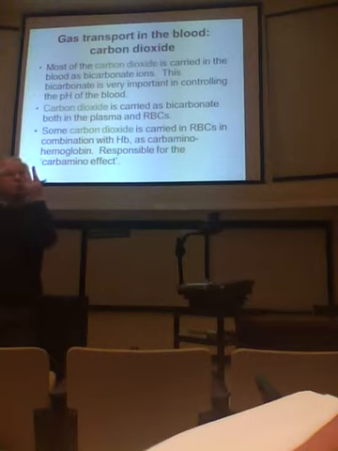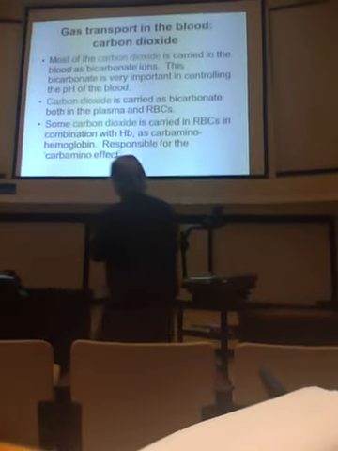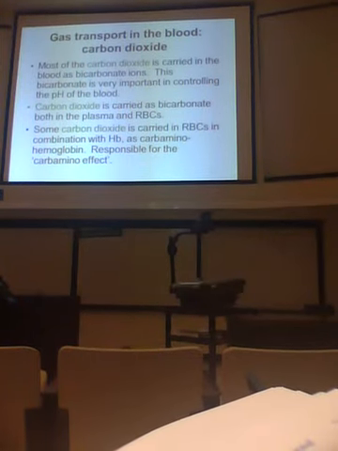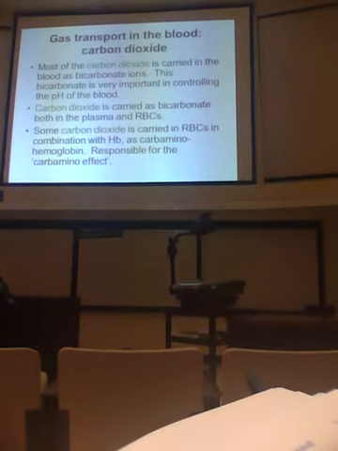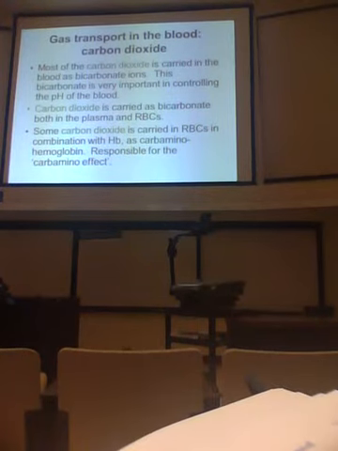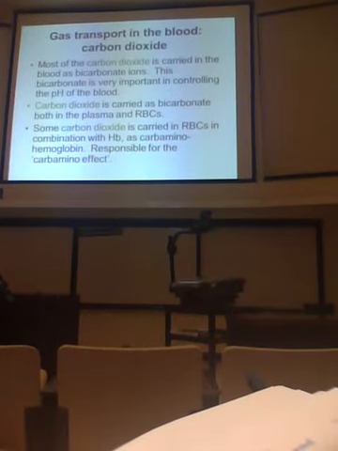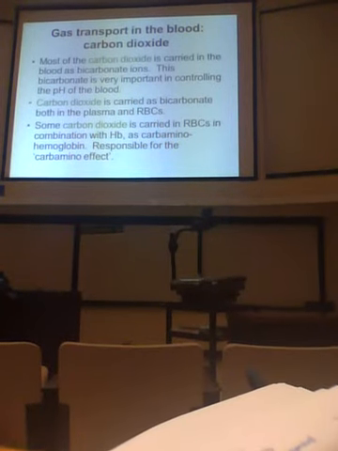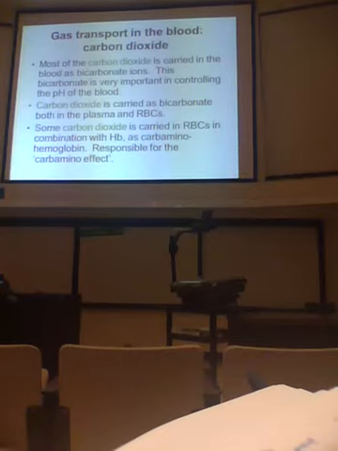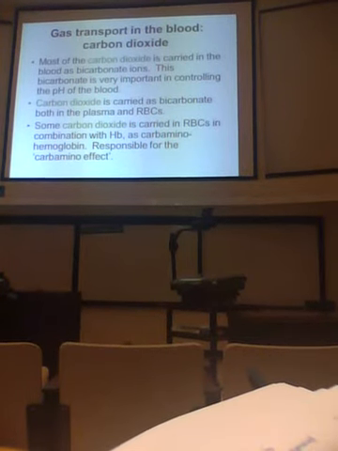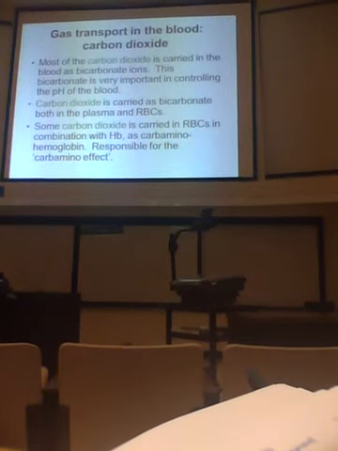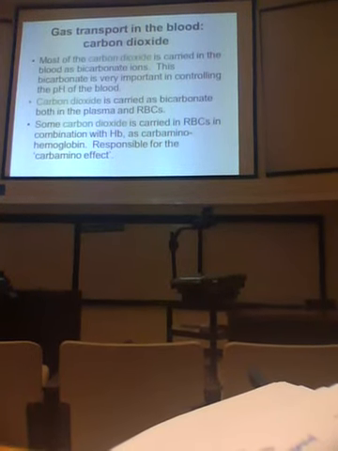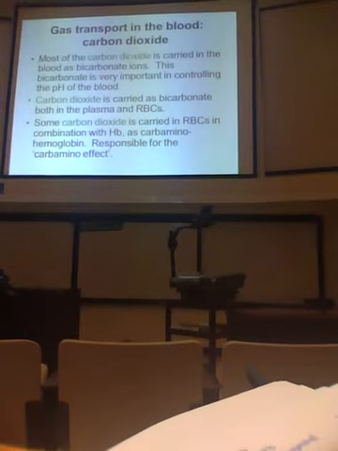Carbon dioxide is in 3 places, and here they are. Most of it is carried in the blood as bicarbonate ions. Way the most. I'll show you how much in a minute. Way the most is bicarbonate ions. Very important also in controlling the pH of the blood. It's also carried as bicarbonate in the plasma and the red blood cells. So there's 2 different places that it's carried: bicarbonate in the plasma, bicarbonate in the red blood cells.